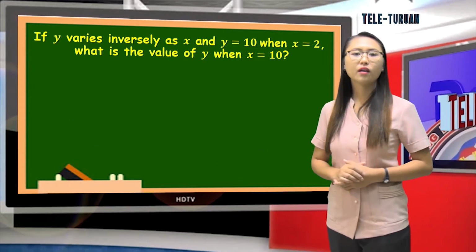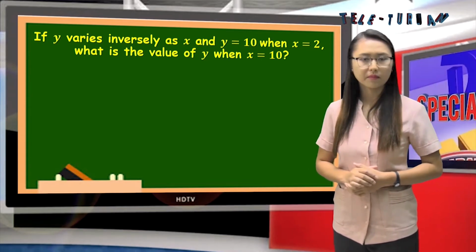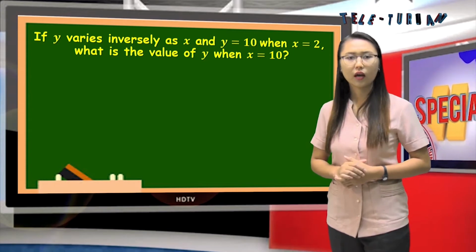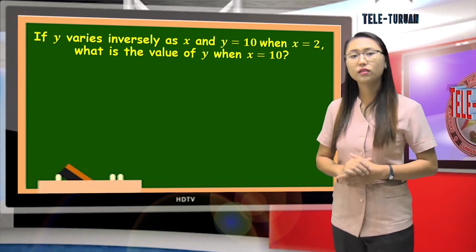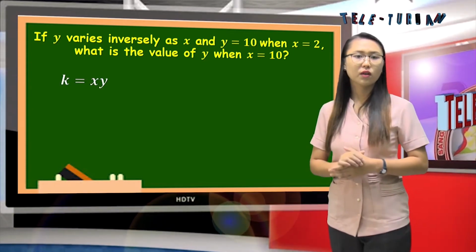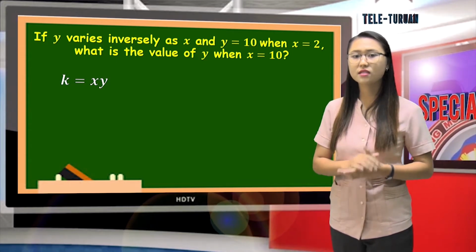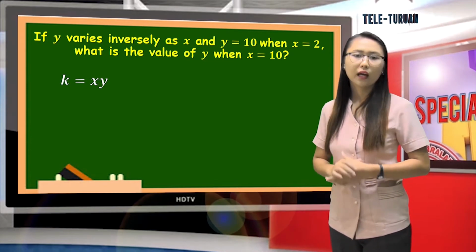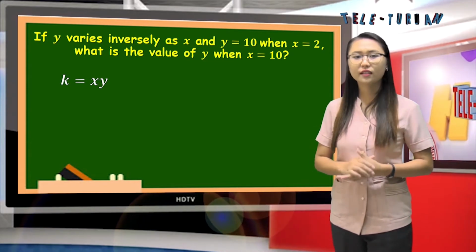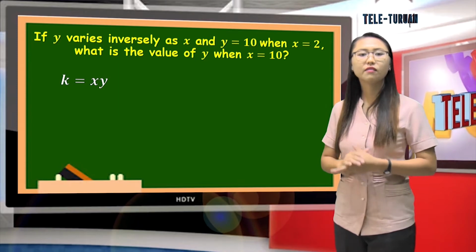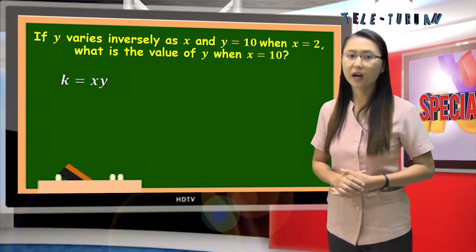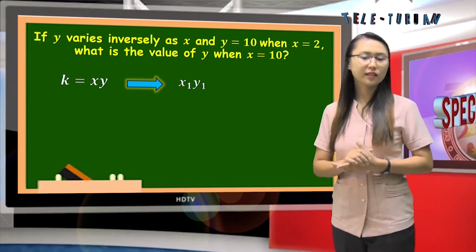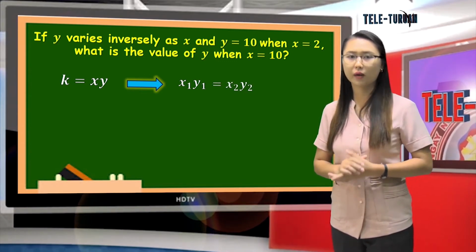There is another way to solve this problem. This time, we will use the constant of variation. We already know that we can use k is equal to xy to solve for the constant of variation, and these are the same or equal for all values of x and y. The product of the first values of x and y is equal to the product of the second values of x and y. By that, we can say that x sub 1 y sub 1 is equal to x sub 2 y sub 2.